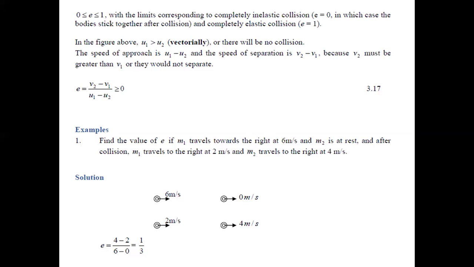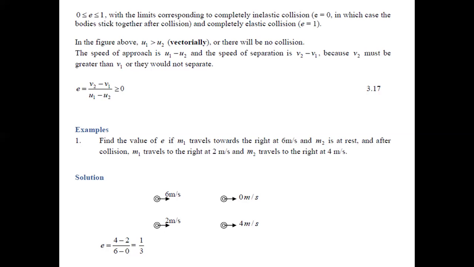If the one in front is moving faster than the one behind it, will there be any collision? There will be no collision. The speed of approach is U1 minus U2. I will modify this slide before sending it to you. The speed of separation is V2 minus V1 because V2 must be greater than V1, as I said earlier, or they will not separate. That is after collision. V2 must be greater than V1. Then E is V2 minus V1 over U1 minus U2, which is greater than or equal to 0.